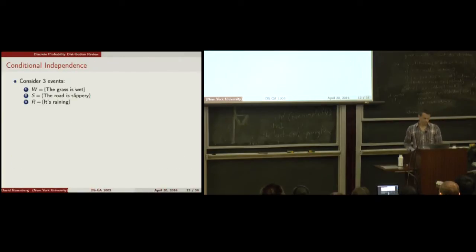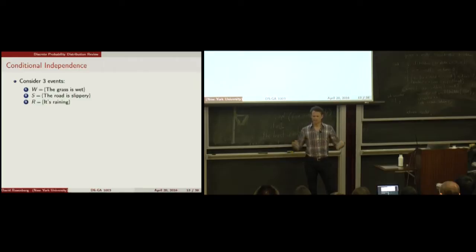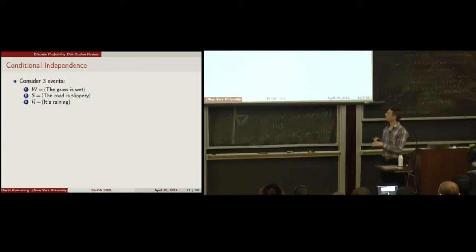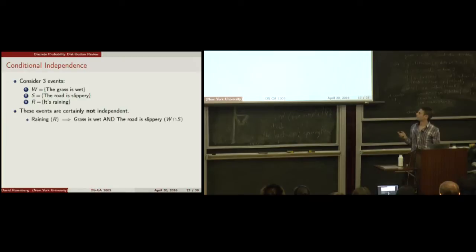OK. So conditional independence. Let's take an example to make it a bit concrete. Suppose there are 3 events, 3 random variables. The grass is wet, the road is slippery, and it's raining. So there's clearly relations between these variables, right? If it's raining, the grass will be wet. OK. So they're not independent. Raining implies the grass is wet and the road is slippery. We'll assume that. It sounds like a reasonable assumption.